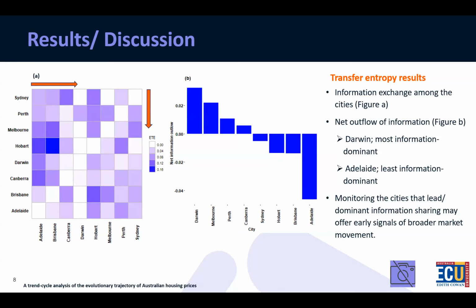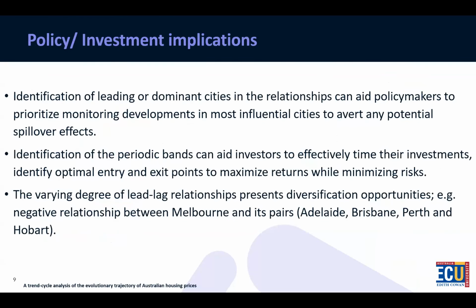So here we found Darwin, Melbourne, Perth, and Canberra to be influencing their pairs in terms of information exchange. Whilst Sydney and the rest also exhibited negative outflow. But for Sydney this is not surprising because we found from the coherence analysis that Sydney, as it influenced its pairs in the short run, it was rather influenced in the long run. So that resulted in the net negative outflow that we see here. So monitoring such dominant cities can also help to avert any potential spillover effect.